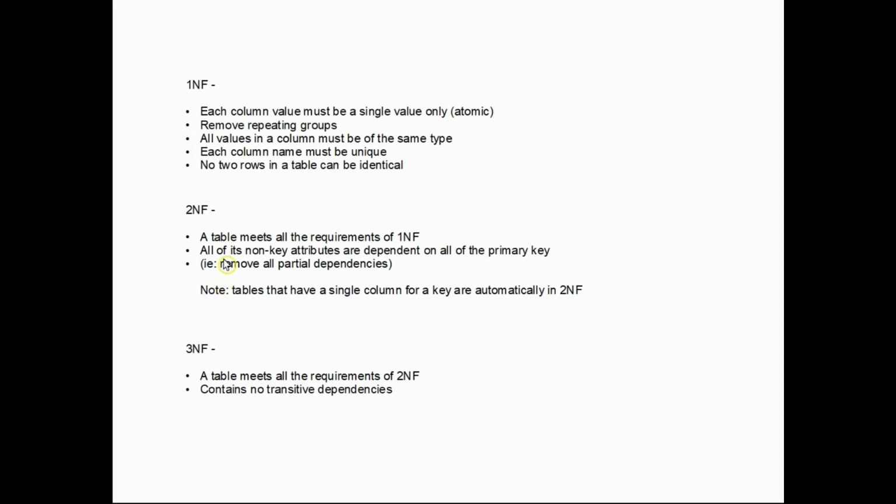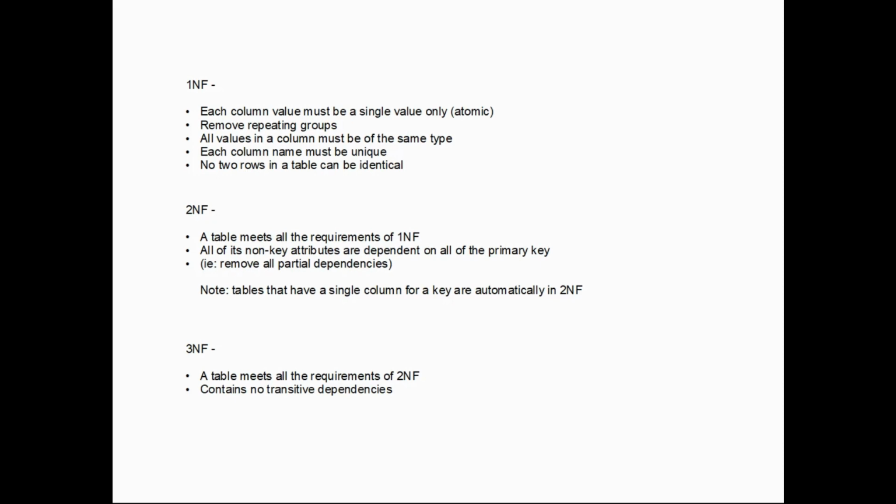Second normal form is you meet all the requirements of first normal form. So all these are true. And you will remove all partial dependencies, okay? So that's all of its non-key attributes are dependent on all of the primary key. In other words, all of the columns that do not make up the primary key are dependent on the primary key. Again, you'll see that when we do normalization. You'd only get partial dependencies if you have a composite primary key. If you only have a single column as a primary key, you have no partial dependencies.